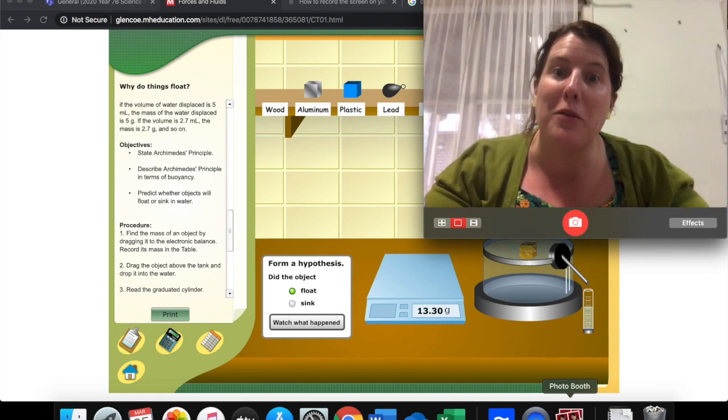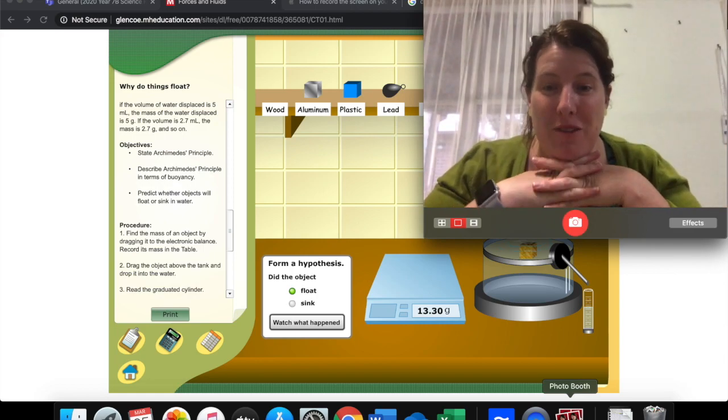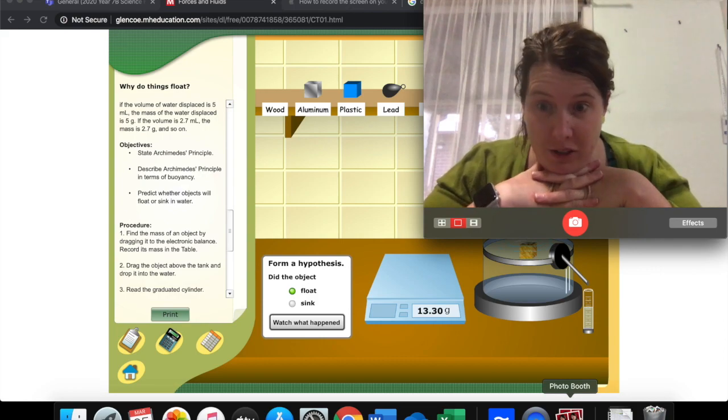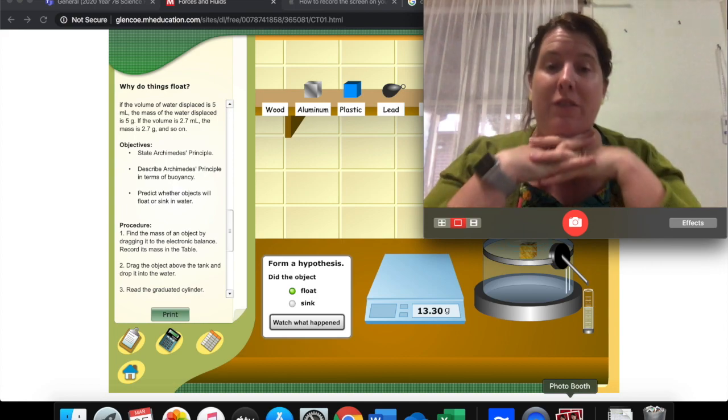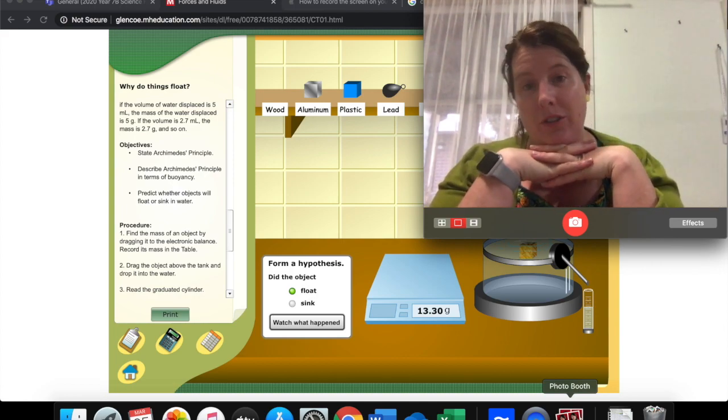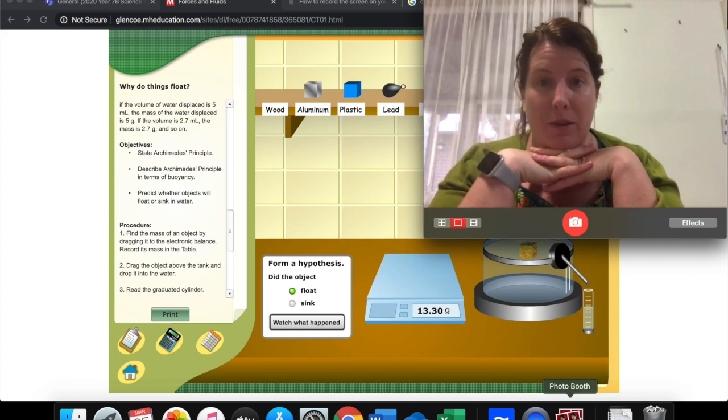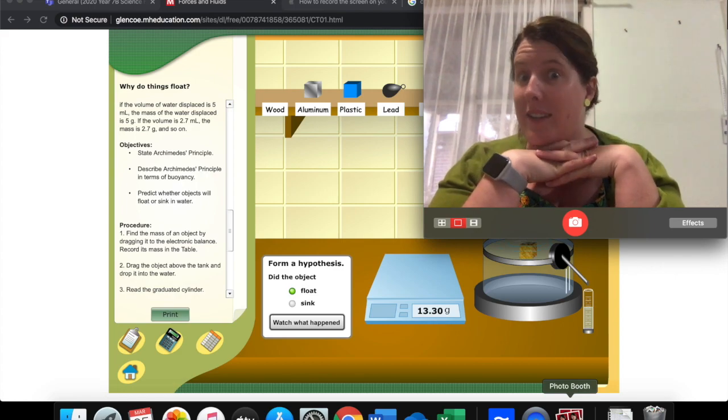Some things explain themselves. All right, have fun with this today. You're going to do that for all of those objects. You're going to find the mass and the volume. You're going to guess whether they floated or sank, and then write down whether they floated or sank. And you're going to find their density.